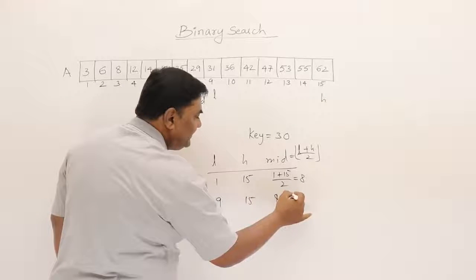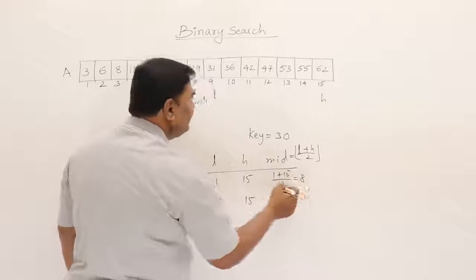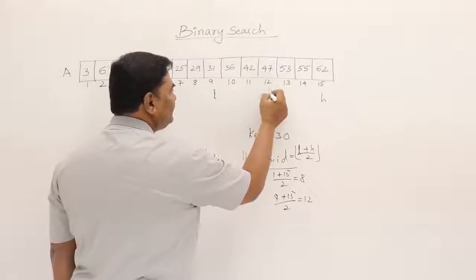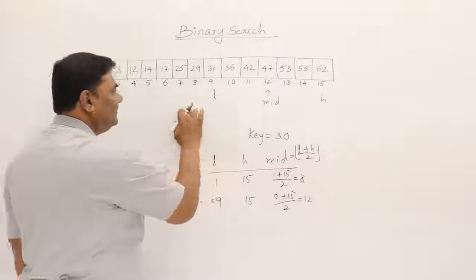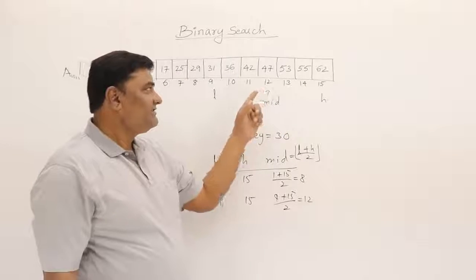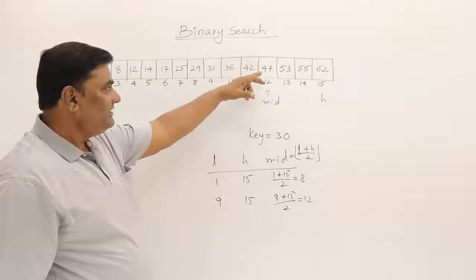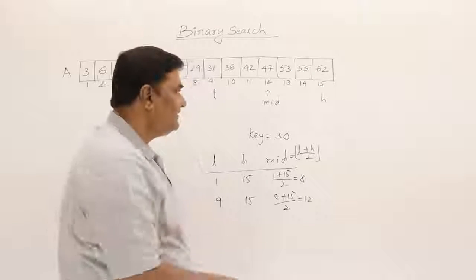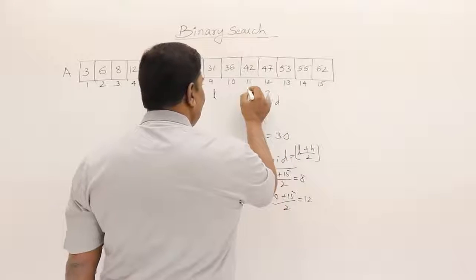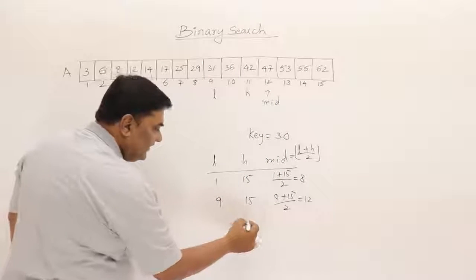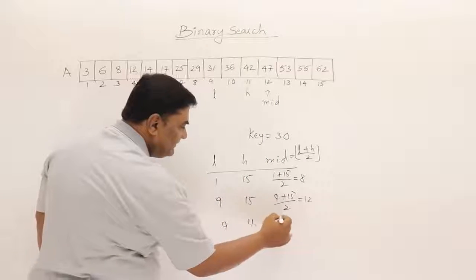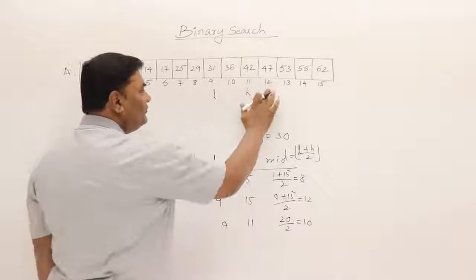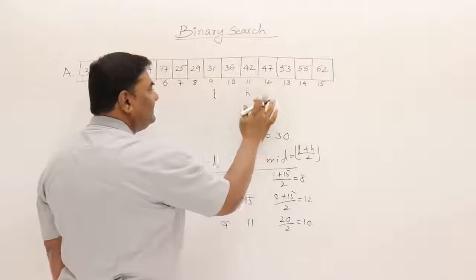So (9 plus 15) by 2 is 12. So now the new mid value is 12. This is mid. Again, the mid of this list is 12 always. So check here, is it the number 30? No, that is 47. So our number is smaller than that. So change high to mid minus 1, that is 11. High will become 11 and low remains 9. Now (9 plus 11), that is 20 by 2, that is 10. So the new mid will be at 10.